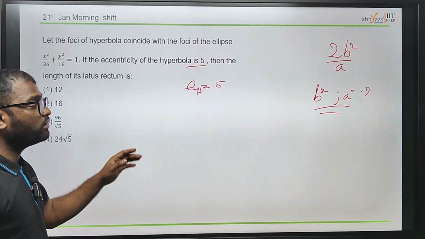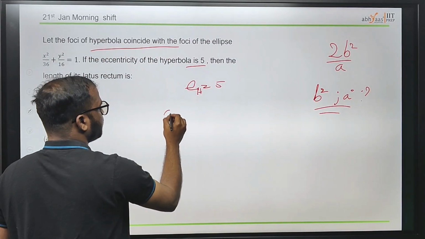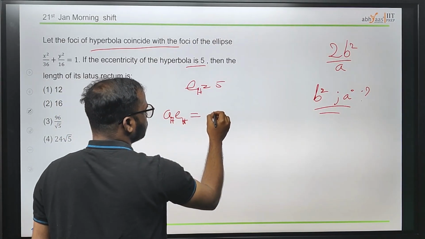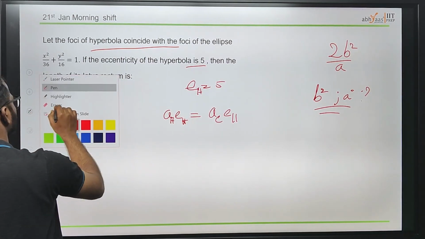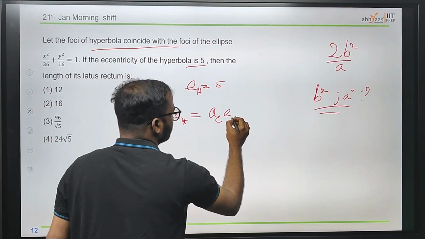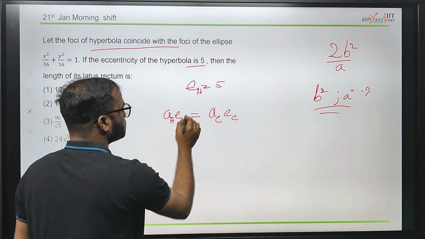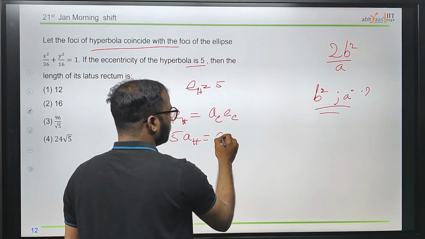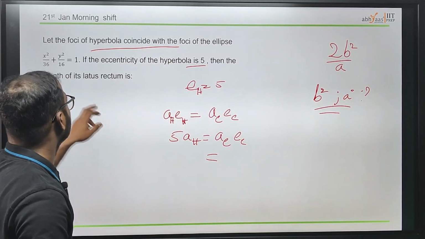In order to find that one, firstly they are given that the foci coincide with the foci of the ellipse. Therefore AE and AH, that is nothing but AE and EH, which is equal to AE. Here we have the ellipse and the hyperbola. Since we already have this, EH, which is AH, equal to AE and eccentricity e, we can easily find this by using this one.